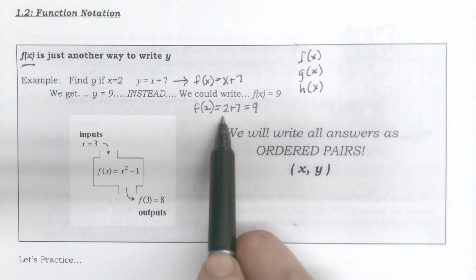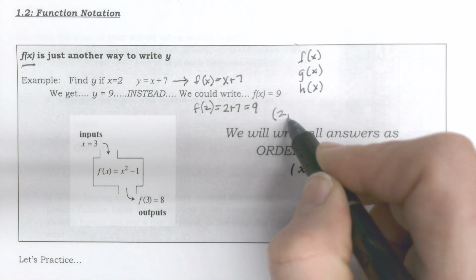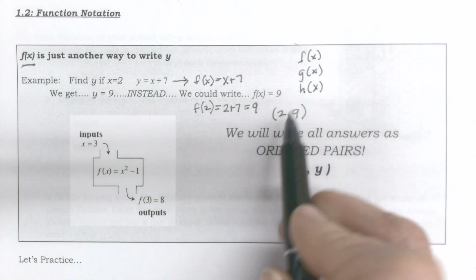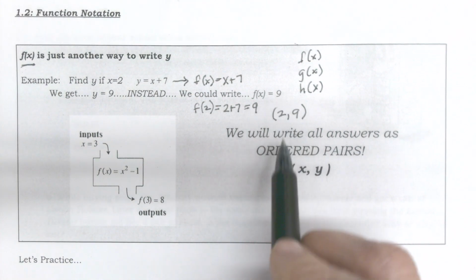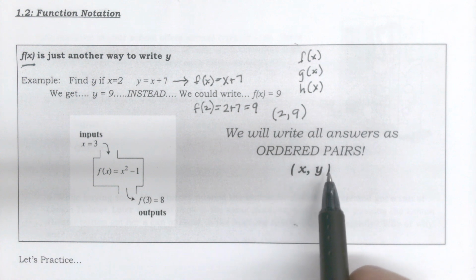And when we write that as an ordered pair, again, my input comma my output. And we did that before when we were doing the tables. We'll write answers oftentimes using these ordered pairs.